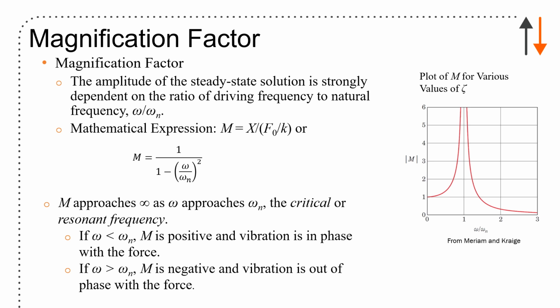This is from Meriam and Craig, and it's just a plot of that red line showing, first of all, a positive magnification factor, and then a negative one, but remember that what I'm showing here is really the absolute value.